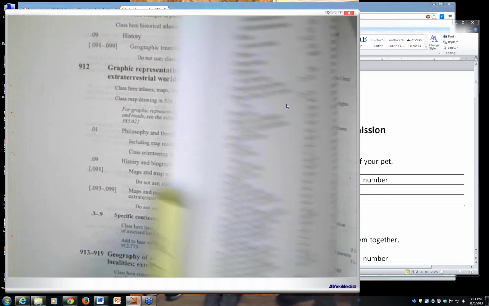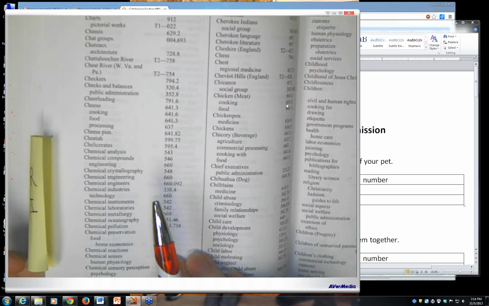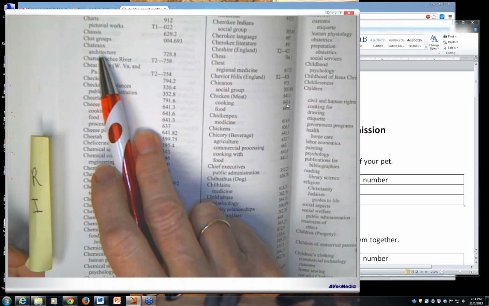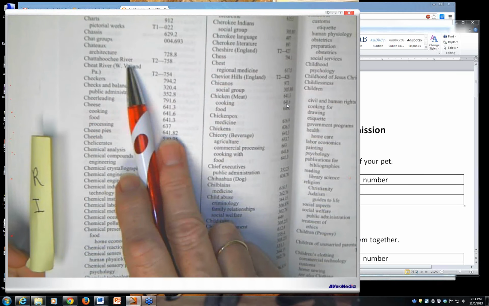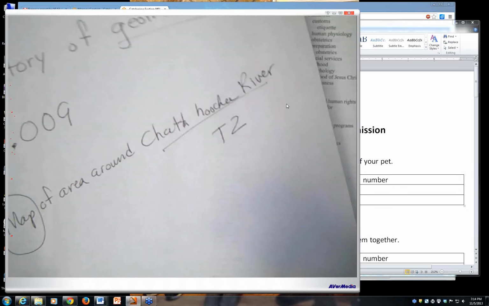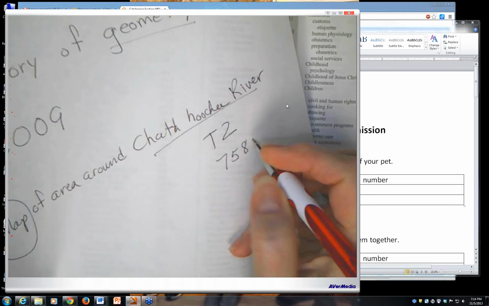I've been surprised at some things I found in here. As I said, I do not know how to spell it. Okay, it is not here. Yes, it is. Chattahoochee River. There it is, actually. Wow. 758 is the number. That's our T2 number.